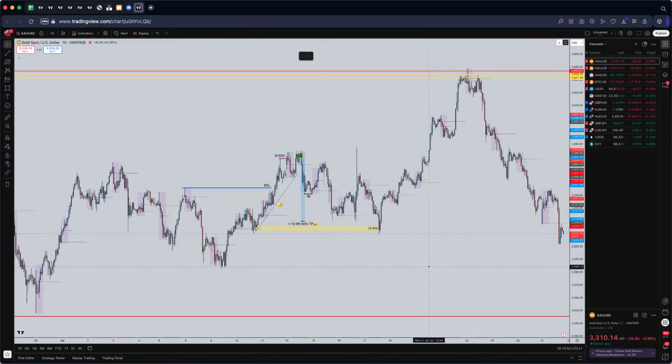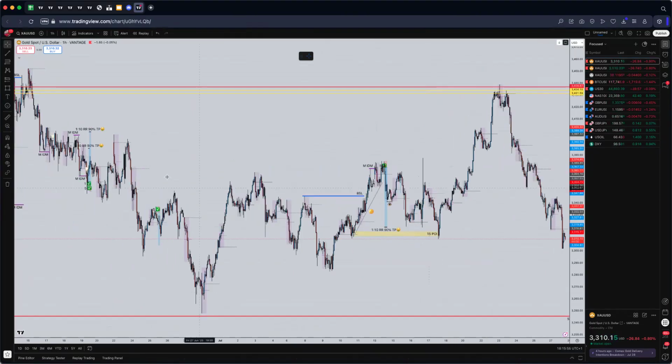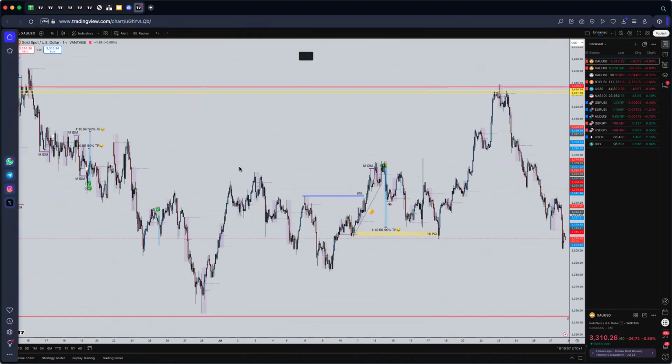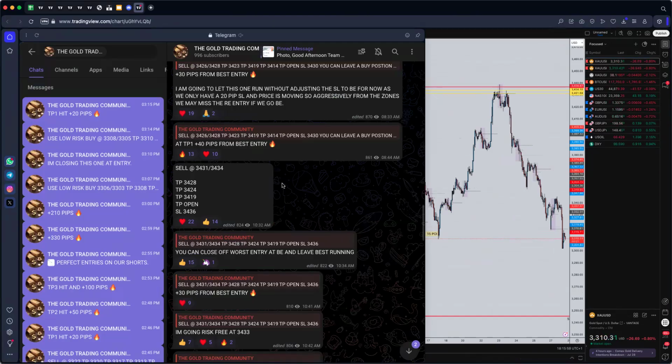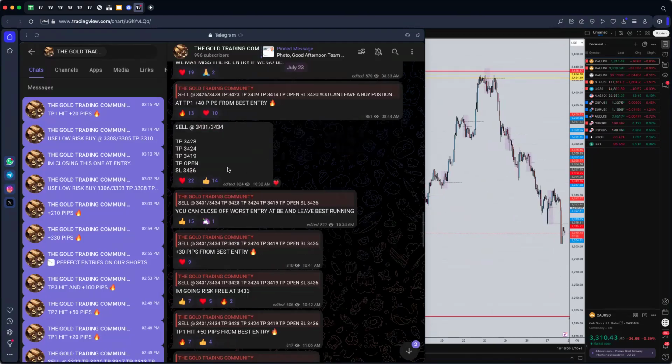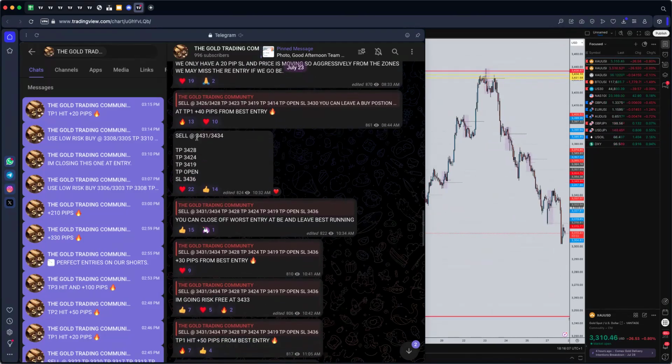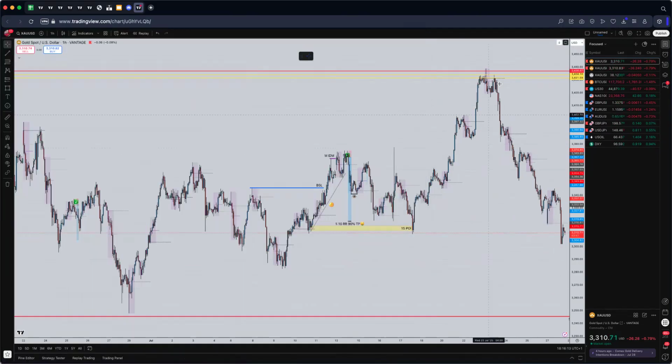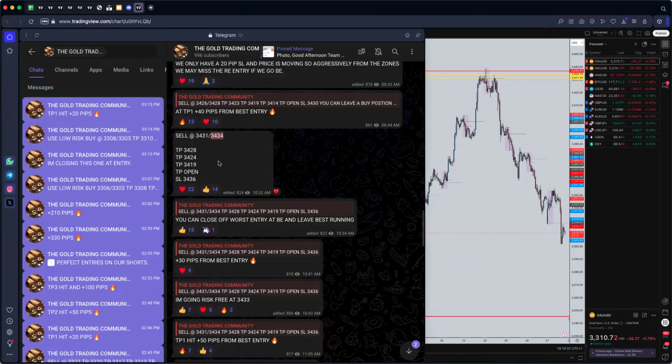This is a trade that we actually called out in our group. I was looking at this earlier just to make sure I was in the right figure. What date was this? This was July the 23rd. We called out this sell here at 3431 to 3434, which you can see in these two entries, 3431 and 3434, with the stop loss just above there. This is literally what we called out in our group.